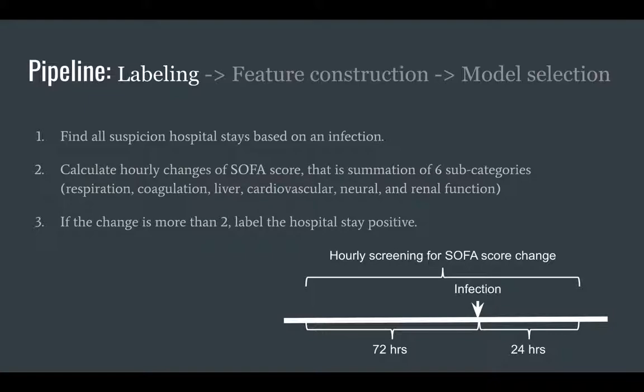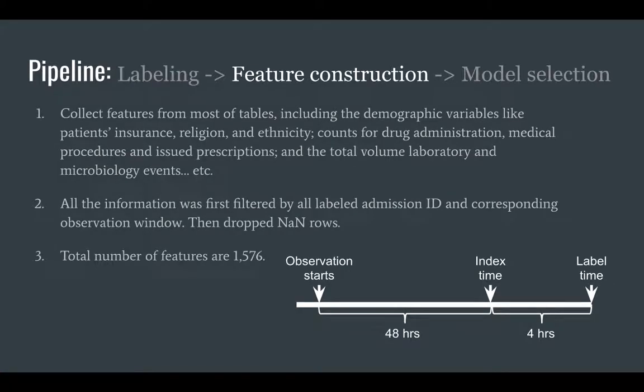All the hospital stays were first screened for suspicion of infection. Then, within 72 hours prior to infection and 24 hours post-infection, we periodically check the patient's SOFA score. If the hourly change is larger than 2, the hospital stay is labeled as positive. Otherwise, it is negative. We define our index time as 4 hours prior to label time, the point at which we aim to predict septic outcome, which we treat as a binary target.